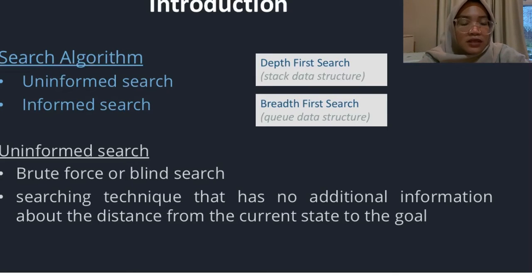Uniform search is a class of general purpose search algorithm which operates in a brute force way. It doesn't have any additional information about the state or search space other than how to traverse the tree. So it is also called blind search. Today we're going to solve the problem using two methods: depth first search, which uses a stack data structure, and also breadth first search, which uses a queue data structure.